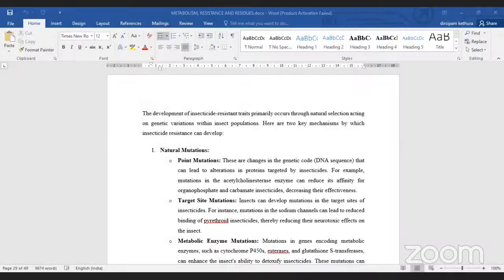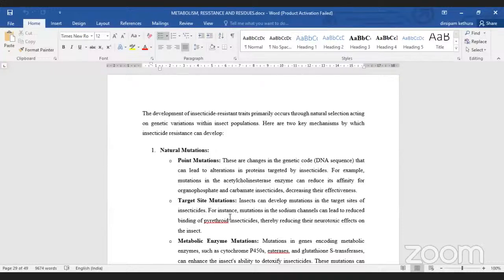Management practices that are essential to sustain the efficacy of insecticides and ensure long-term agricultural productivity and public health protection. This is what we have studied in our previous class. Okay, under the introduction of insecticide residues.